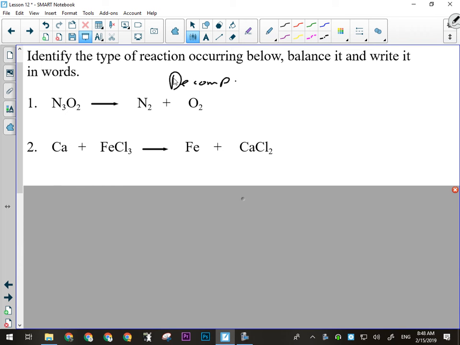Next thing I have to do is write this out in words. All right, this is a molecular compound. Okay, our reactant is a molecular compound, so I need to name it as such. It's going to be trinitrogen dioxide.